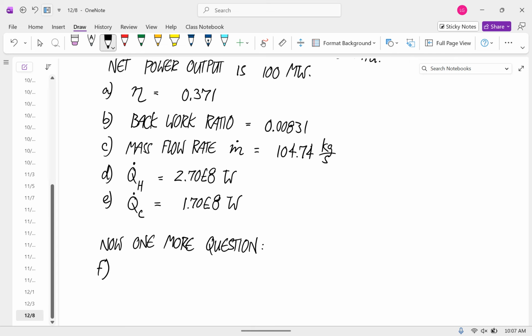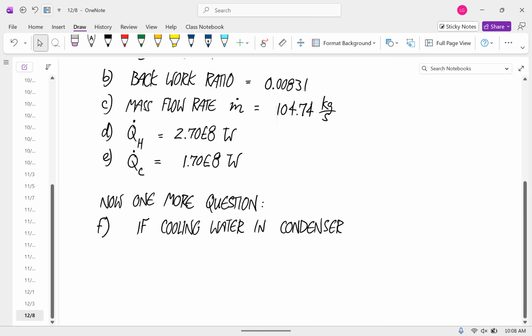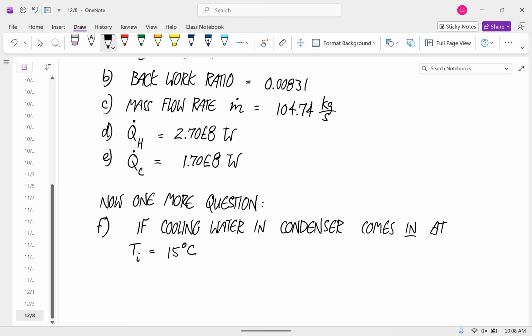So part F, if the cooling water in the condenser comes in at an input temperature of 15 degrees Celsius, and leaves at an exit temperature of 35 degrees Celsius, what's the mass flow rate of this cooling water?